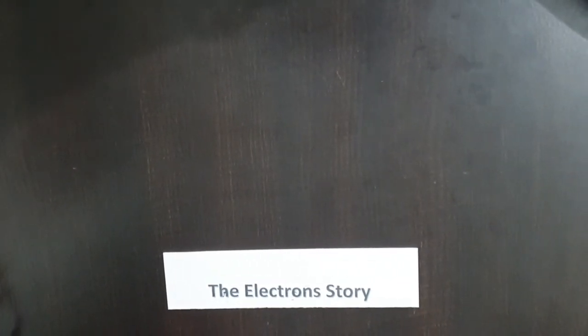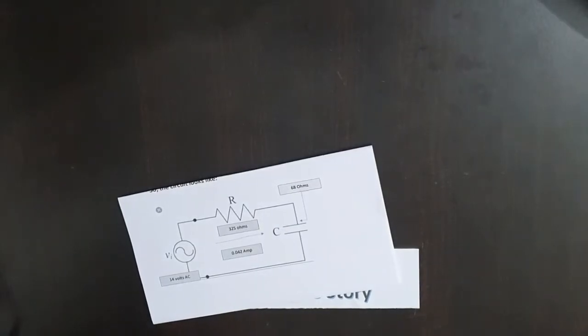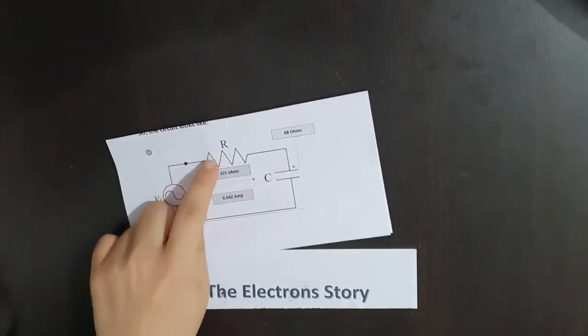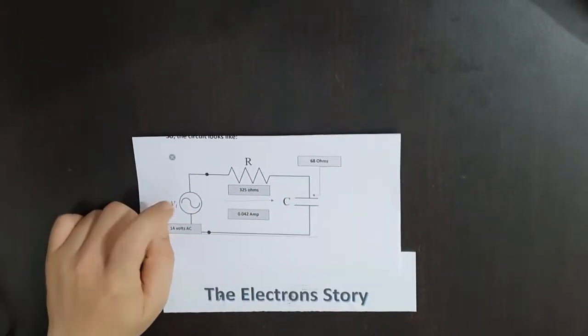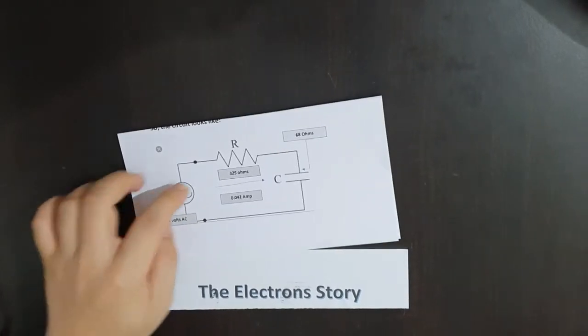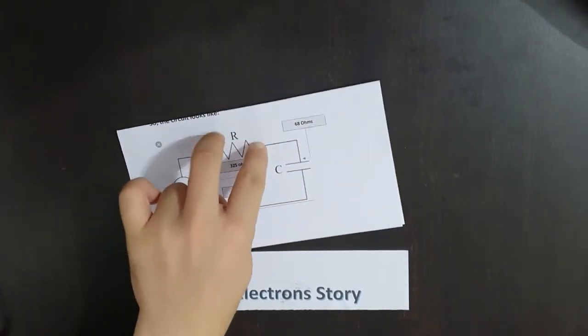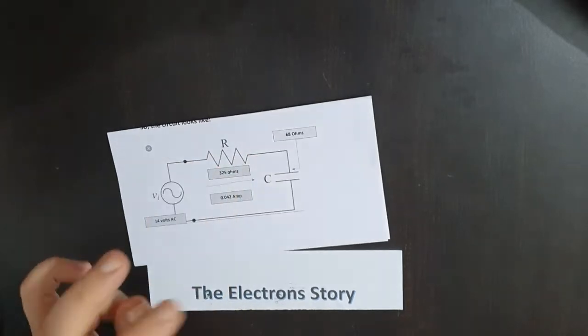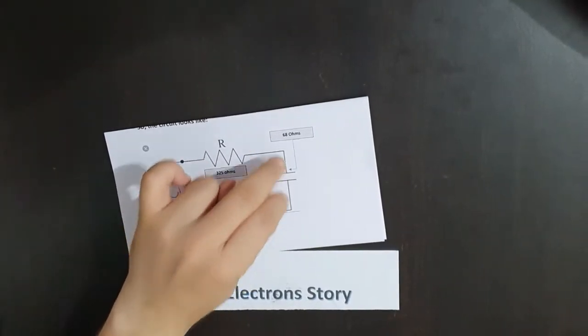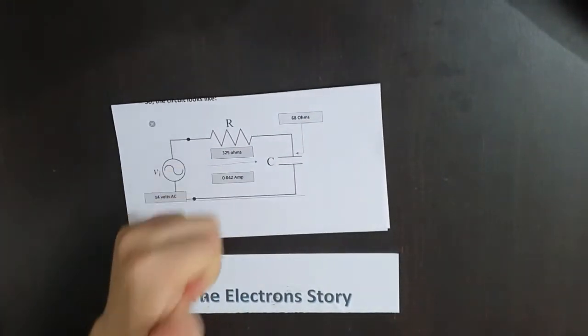Today the topic of our discussion is this. We are discussing the R and C components when connected to an AC circuit and how this behaves. What is the voltage drop across the R component and what is the voltage drop across the C component? So let's get started.